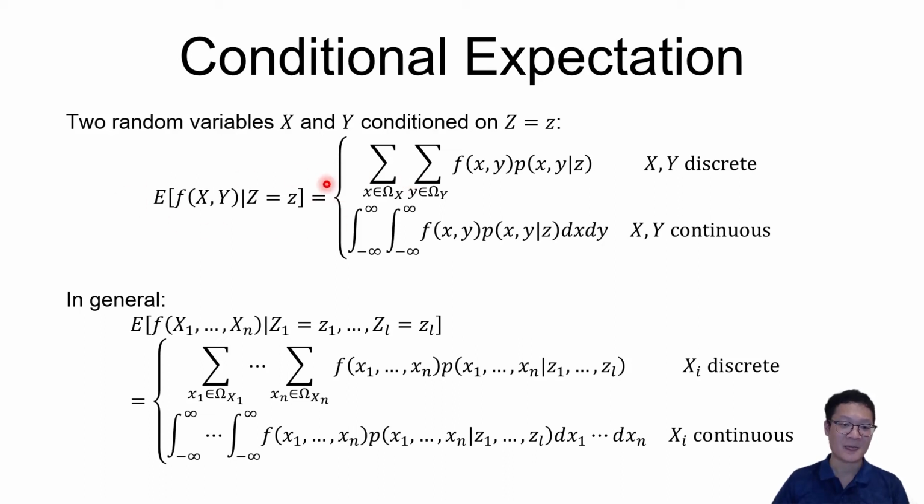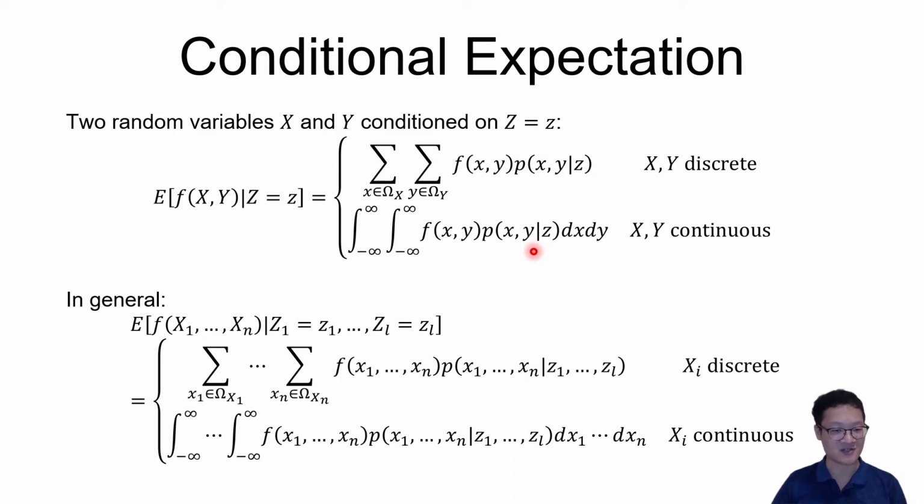Okay, so for example, the conditional expectation of f of x, y given z is the same as summing over all the possibilities of x, y, or integrating them, and then multiplied by f of x, y, the function here. Very often the function could just be x or y, and then multiplied by the conditional distribution p of x, y given z.